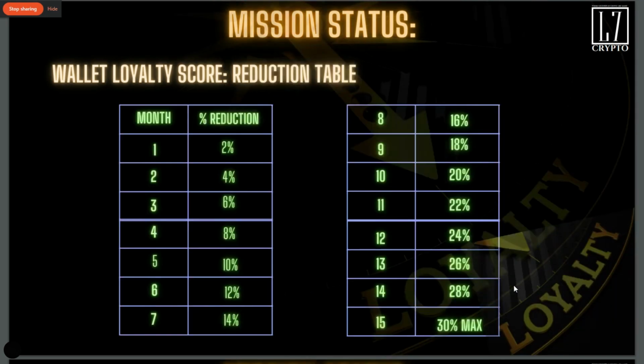Okay, so here, this is the score reduction table. So in 1 month, 2%. So it's going to take you 15 months to get your tax down to the max 30%. It's 2%, then 4%, and so on and so on. So at 2% a month, to reduce it by the extra 30%, it's going to take 15 months. Yeah, it is what it is.